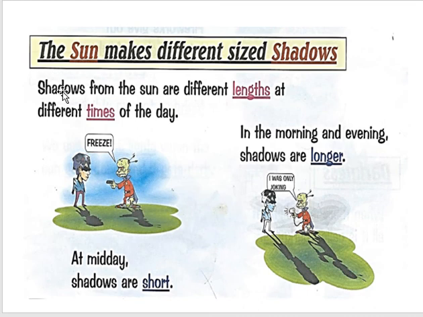Now, this is what we say: shadows from the sun are different lengths at different times of the day. Now, this is at midday, which is in the afternoon. Can you see the shadows are short? And this is in the morning, and in the evening the shadows are long. Don't forget, in the morning and in the evening you have a long shadow. The shadows are longer in the morning and in the evening, but in the afternoon it is short.